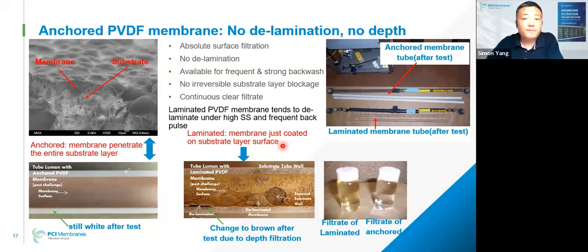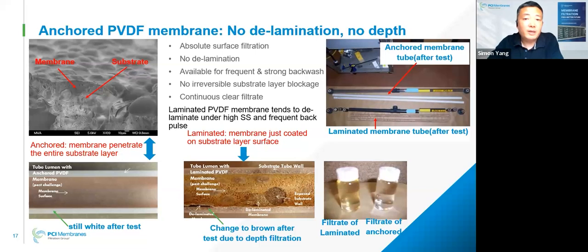The next one is anchored PVDF, which means no delamination, no depth filtration. Although only a very thin layer on the inner surface does the filtration, for TMF the PVDF membrane penetrates the entire substrate layer. This makes the membrane anchored to the substrate tube, giving a very strong bonding force. It is not achievable on some similar products, the so-called laminated tubular membrane filters.